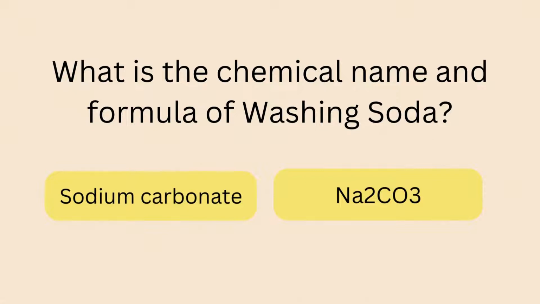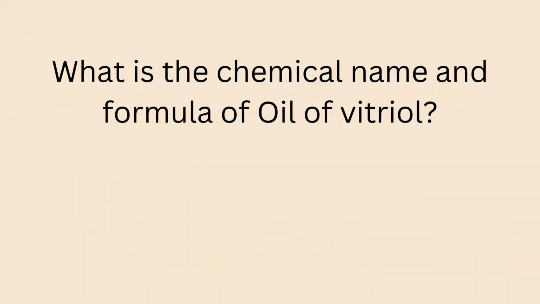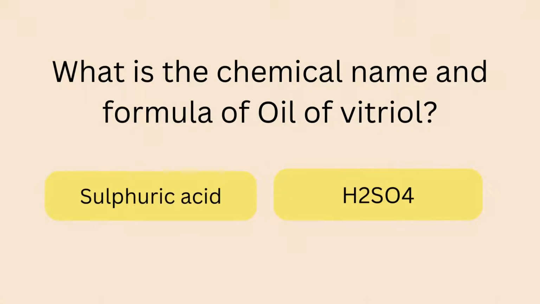Next one. What is the chemical name and formula of oil of vitriol? Answer is sulfuric acid. Sulfuric acid is called oil of vitriol. It is also called the king of chemicals. And the chemical formula is H2SO4.